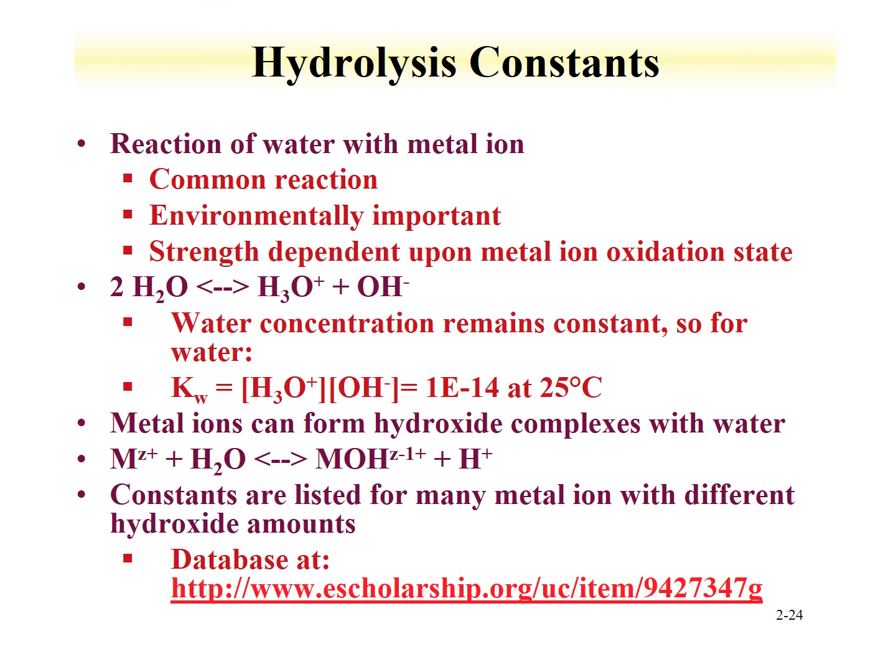Depending upon the metal ion, these metal ions can form hydroxide products with water. In this example here, the reaction is balanced. These constants are listed for many metal ions with different hydroxide amounts, so mono, di, trihydroxide, and an example of the database is provided here. What's important about these hydrolysis constants, and we'll get to this in the next lecture, is they vary according to some of the properties of the metal ion, particularly the charge on that metal ion.